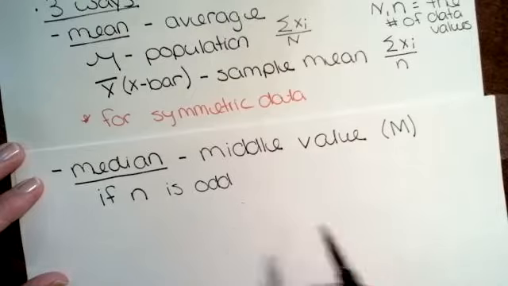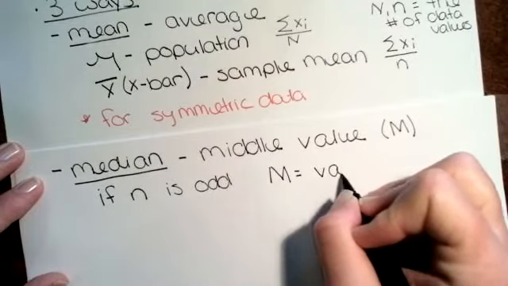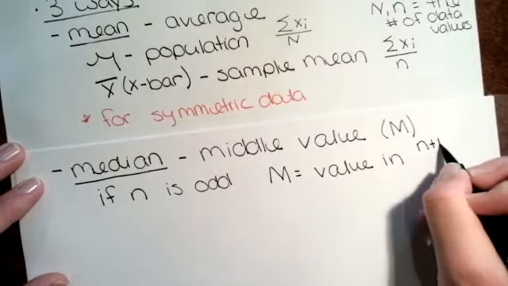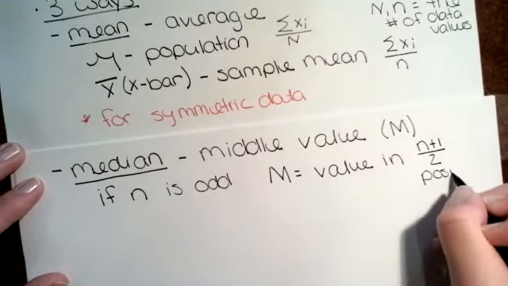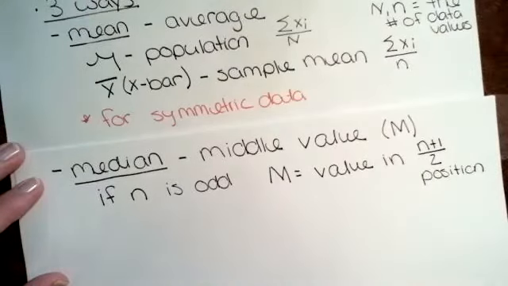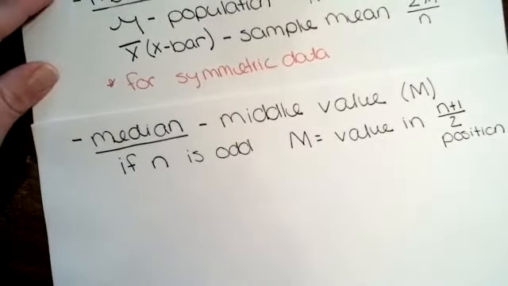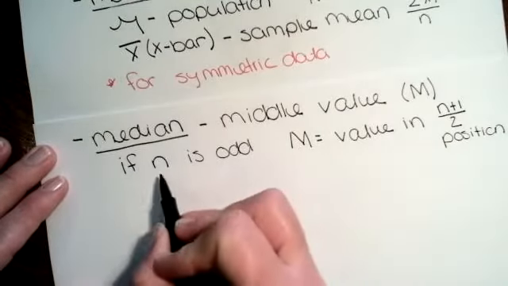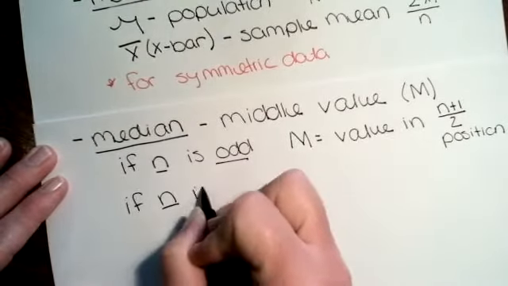If n is odd, then the median is equal to the value in the n plus 1 divided by 2 position. Now I want you to understand, it's not n plus 1 divided by 2, it's the value in that position, okay? Because sometimes the value actually works out so it seems similar to the data value, so that we think it's just that number, and it's not. So that's if n is odd. Okay? N is odd. The other scenario is if n is even.